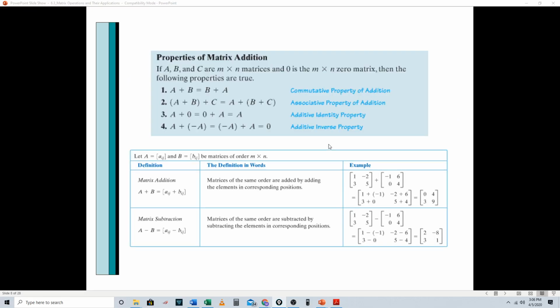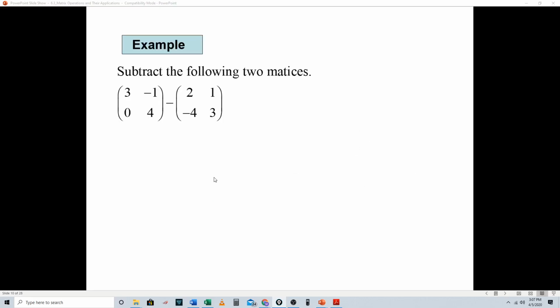All right, now adding and subtracting matrices. You can only add and subtract matrices if they're the same order. They have to be the same order because you have to be able to add and subtract every position. And it's really, really simple. So let's go ahead and subtract the following two matrices. I'm going to tell you it's much easier just to write it out as a subtraction problem. So this would equal just one big matrix.